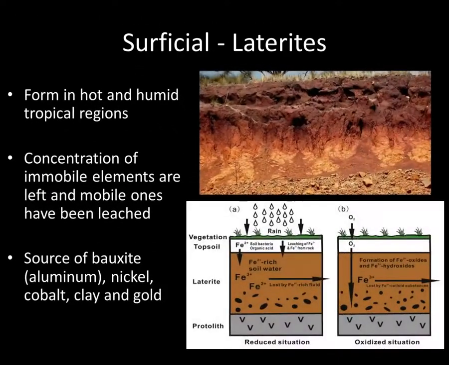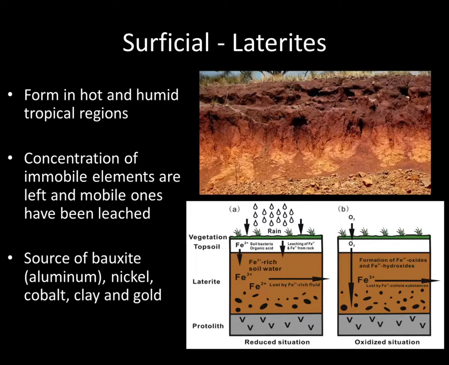The final group of mineral deposits we will discuss are the surficial mineral deposits. The first type of surficial deposit we will review are laterites. Laterites are where most of the world's bauxite comes from. Bauxite is the primary source of aluminum, like that used to make aluminum foil.